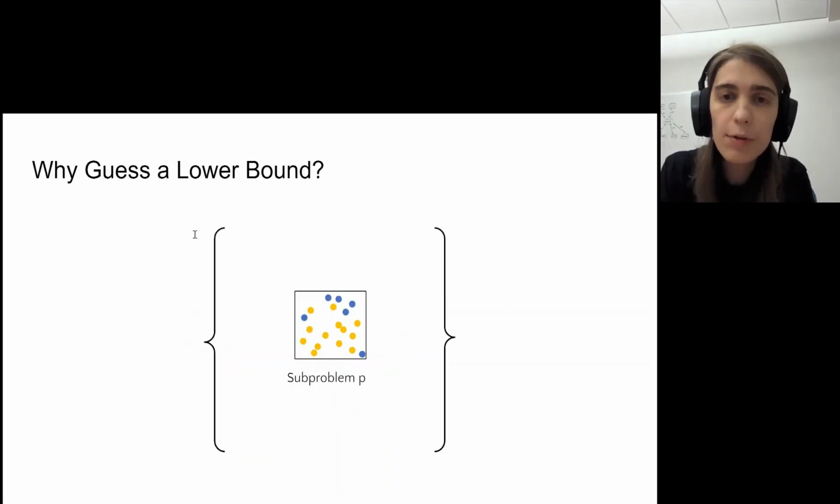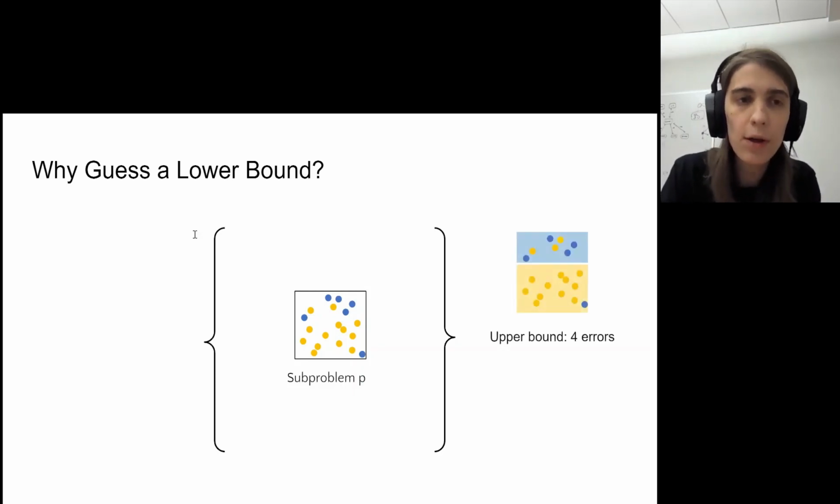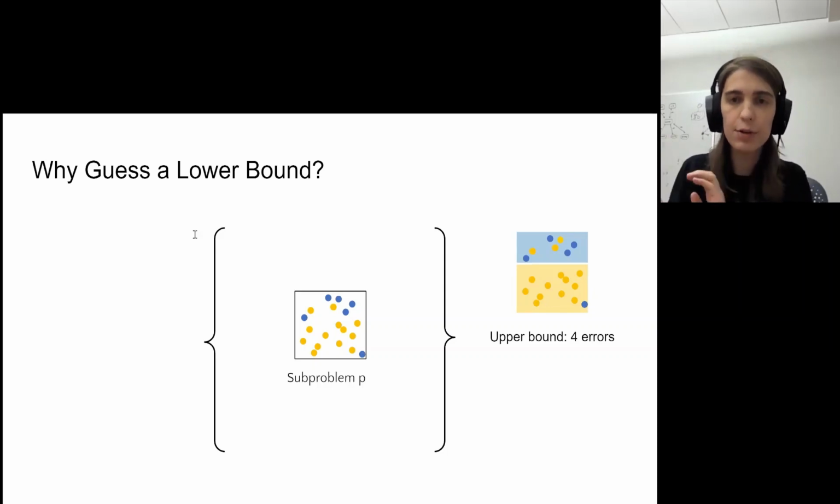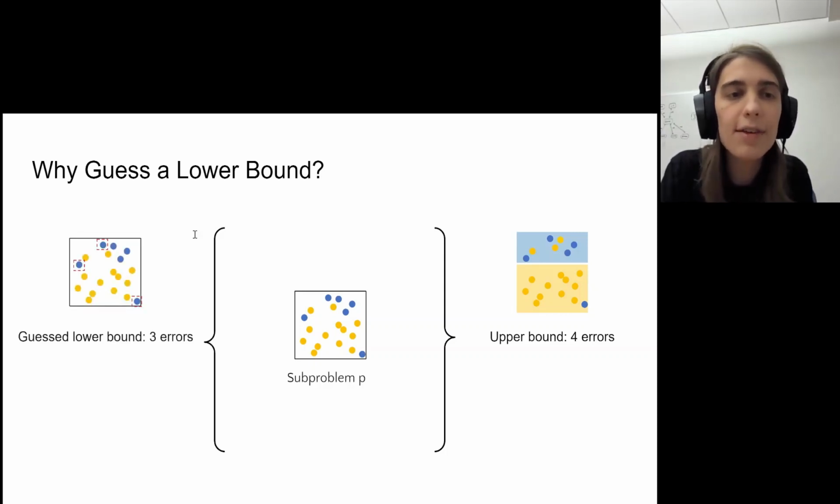So why would you be interested in guessing a lower bound? Well, let's look at some examples. So for a given subproblem, it's always pretty easy to get an upper bound in terms of we know that we'll make at most as many errors as any given tree that is a possible solution. So as soon as we've looked at one single solution for this subproblem, well, we know that we can't make any more errors than that with the optimal solution. We also now have this guess with our lower bound of 3 errors.